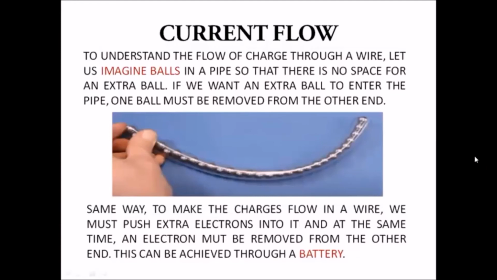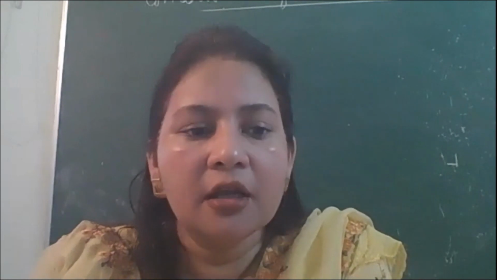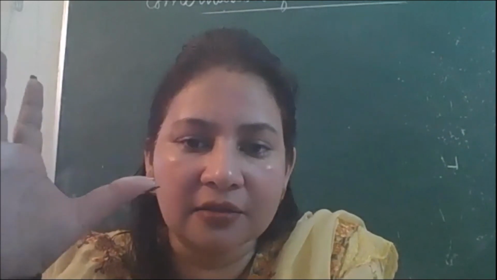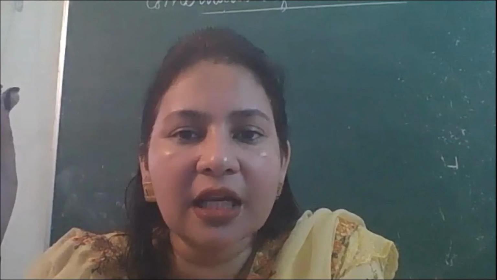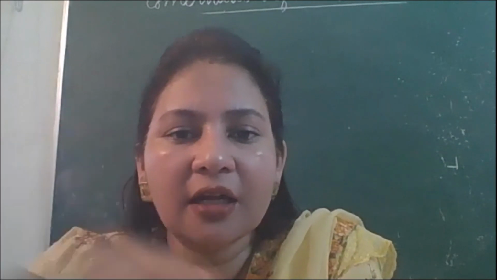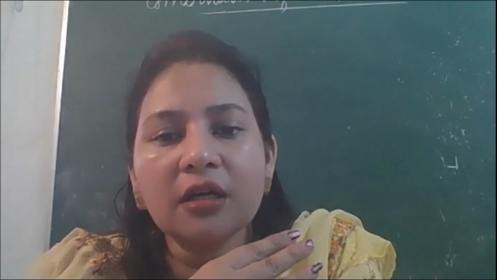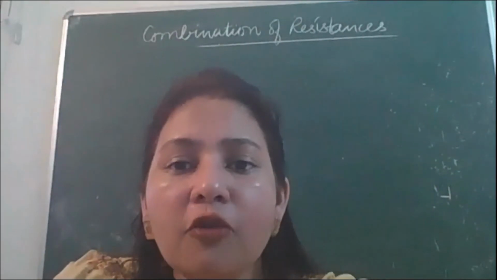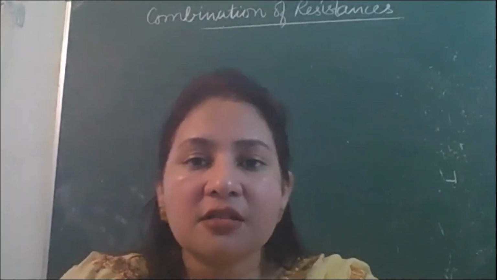Same way, in a wire, there are billions of electrons. If you have a wire, as such, no current is flowing through it because there is no space for electrons to move. Otherwise, they are packed. But when a battery is connected, it pushes the electron through one end and it starts going out through the other end. So this way the flow of electrons starts and current starts flowing. So the battery is that driving force that causes the current to flow in a circuit.